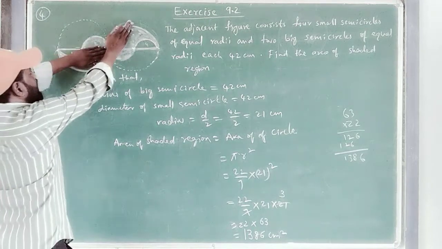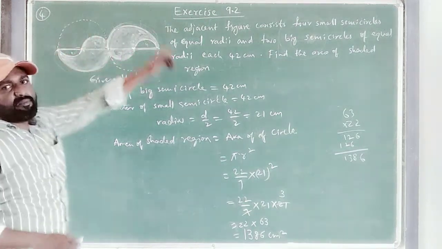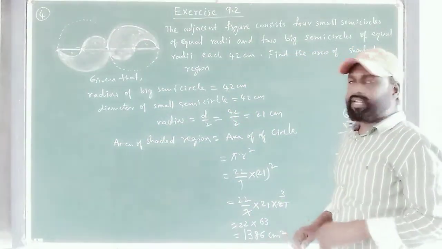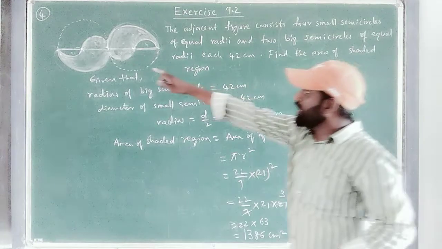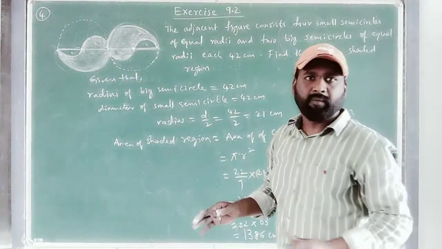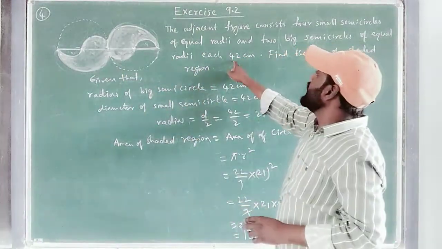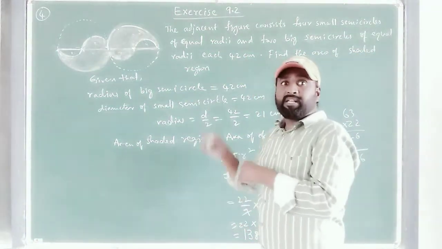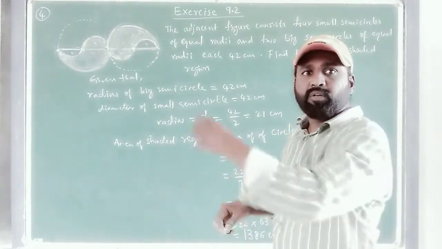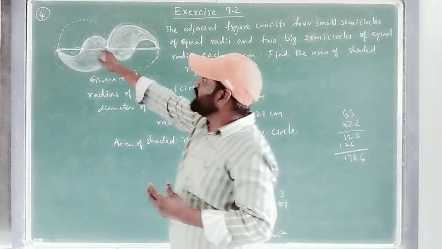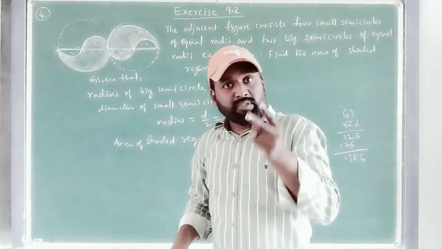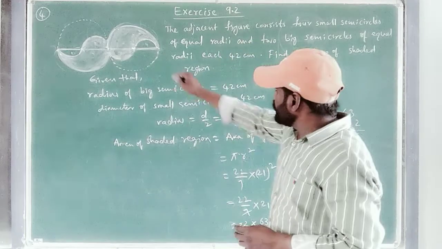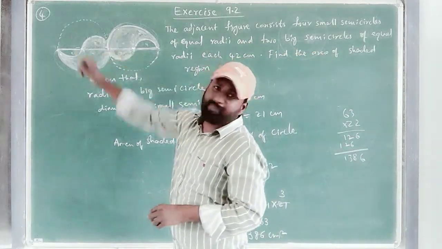So that means the shaded portion, if you merge it, will make a full circle. So just look at the figure closely and imagine this shaded portion is making a full circle. Now the big semicircle radius is given as 42, but the big semicircle radius will become the diameter of the small semicircle. So how many small semicircles are there? 4, right? 2 semicircles will make 1 circle. Like that 4 are there. That means 2 small circles, 1 big circle.